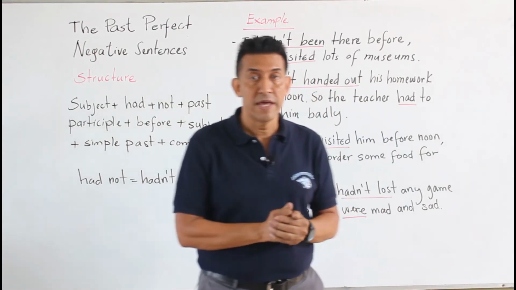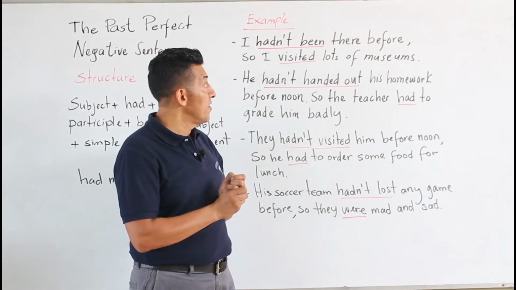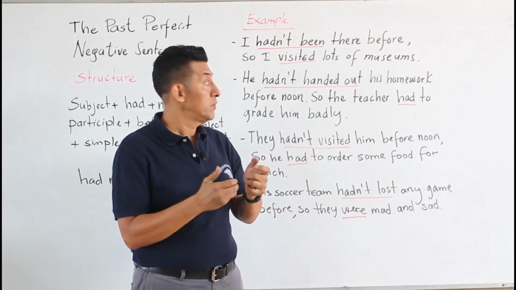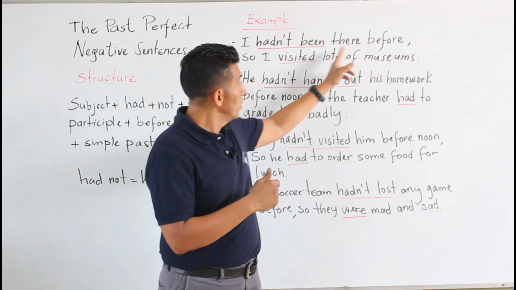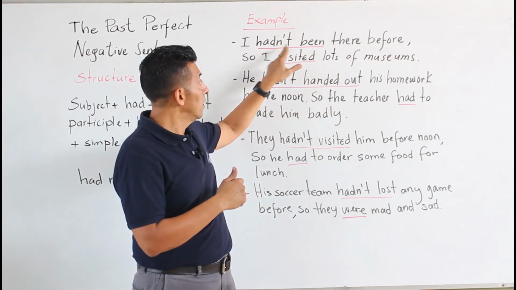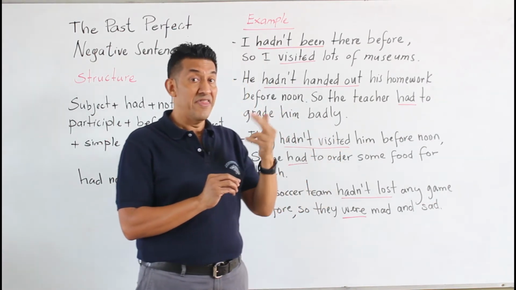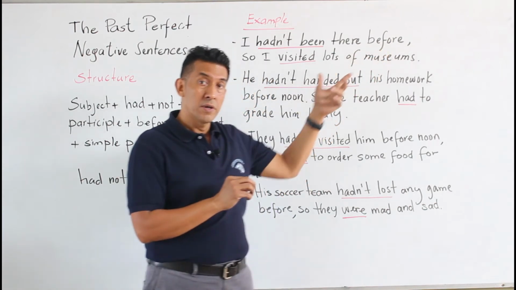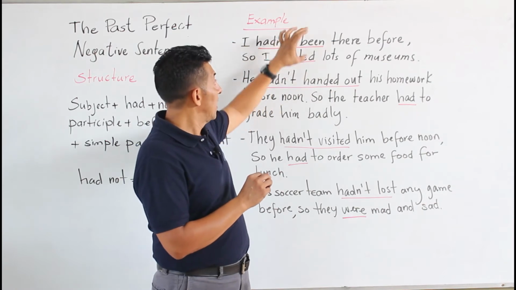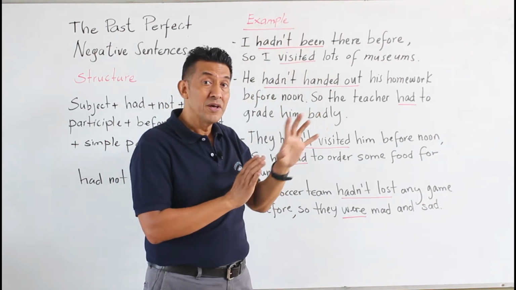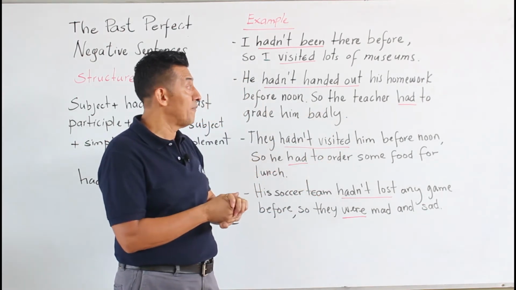Okay, let's read the first example. I hadn't been there before. So what happened? So I visited lots of museums. If you see, we underline hadn't been because this is the past perfect idea. Then we use before. Before this event happened, it's not because it happened. You haven't done it, okay? So I hadn't been there before, so I visited a lot of museums.